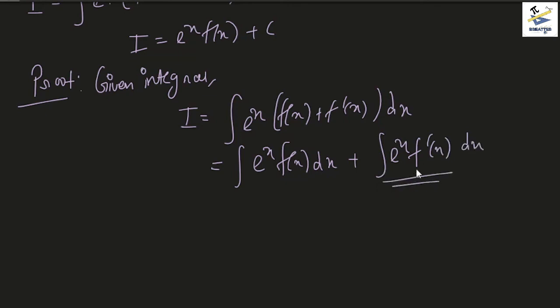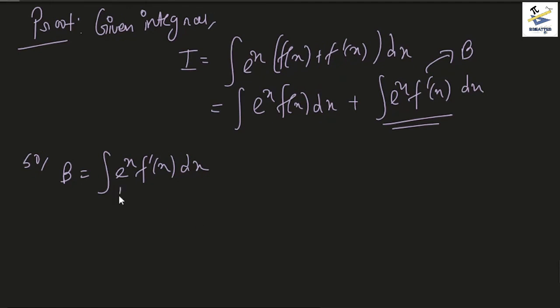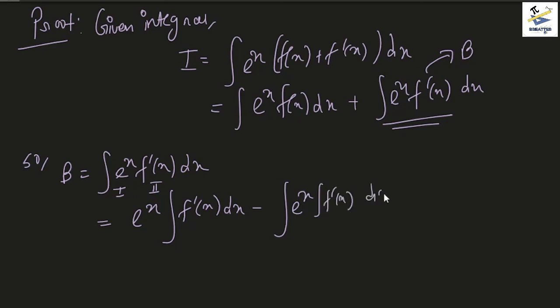So let us try to break down this second integral. Name this integral as b. So b equals the integral of e to the power x into f prime x dx. If you apply integration by parts here with e to the power x as the first function and f dash x as the second function, what you do get is e to the power x into f of x, minus the integral of the derivative of e to the power x, which is just e to the power x, into f of x dx, right? Now we know that the integral of a derivative is just the function itself, so it just becomes e to the power x into f of x minus the integral of e to the power x into f of x dx, right?